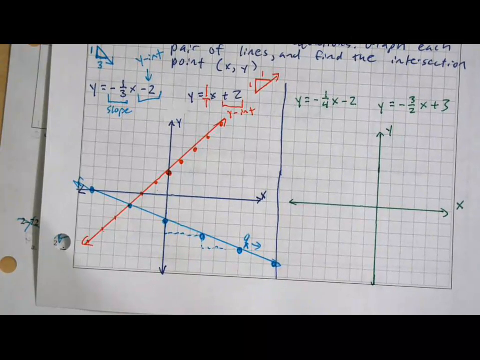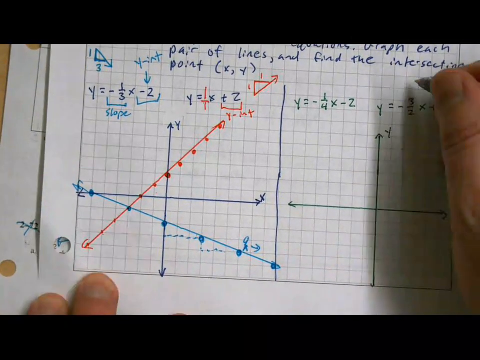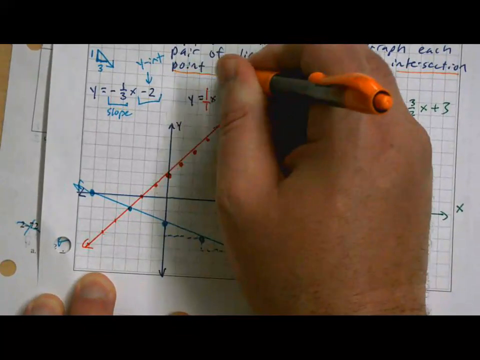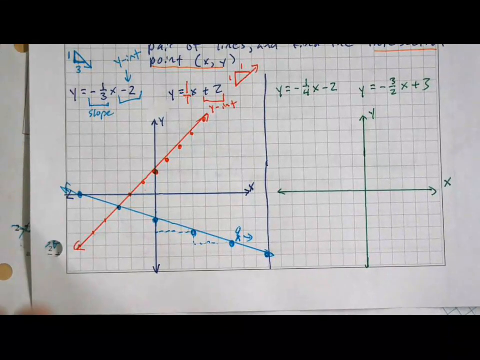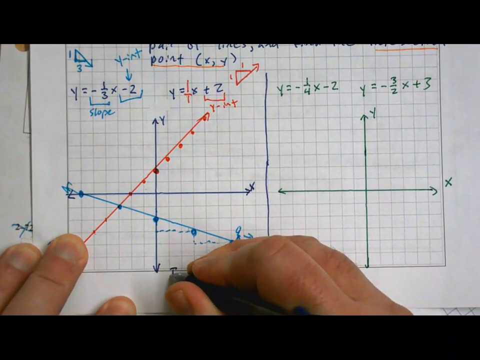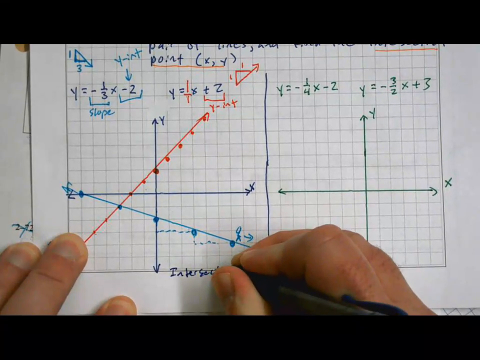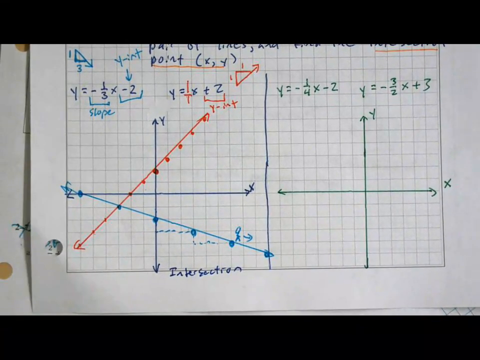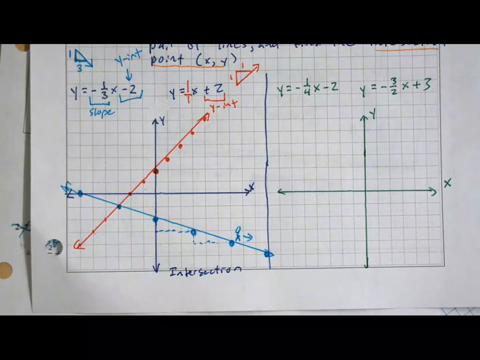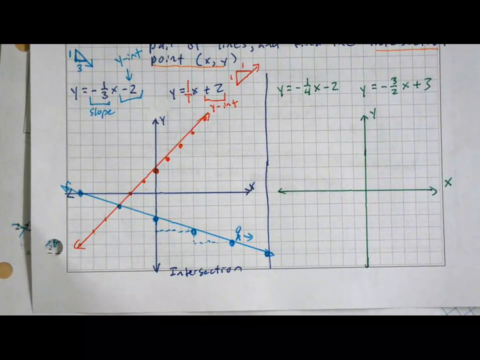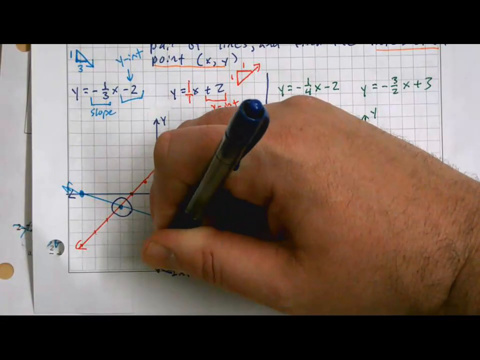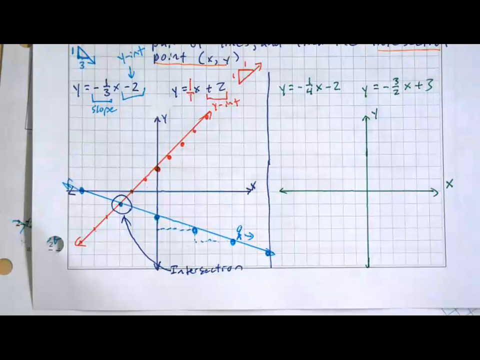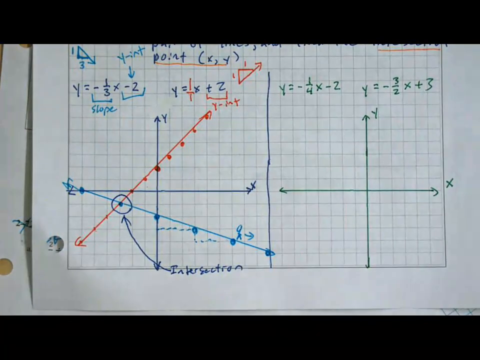They did ask us to do one other thing here. They asked us to find the intersection point. So let's go ahead and do that. Down here at the bottom, if you haven't done this already, please write the word intersection. The intersection point is the point where the two lines cross each other. Circle that point on your graph, and let's draw an arrow to the word intersection from that point.